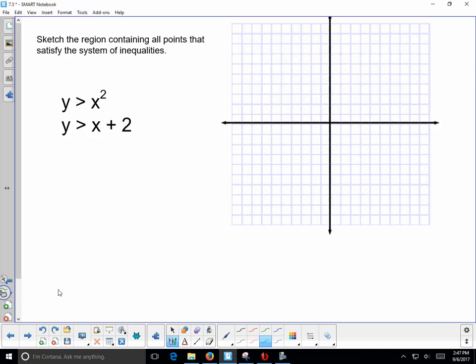Okay, and then the last, when I have this one, I have a parabola. It's going to be a dash. I have a parabola.